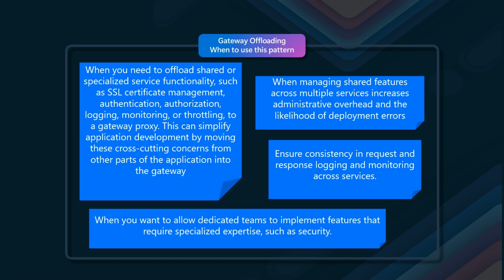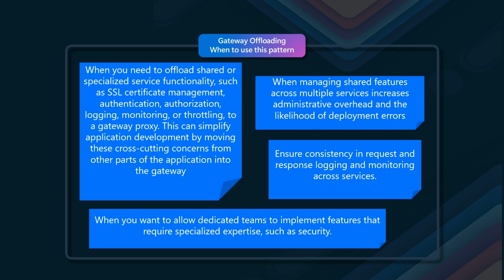High availability and resilience. When you need to ensure that the gateway is highly available and resilient to failure, running multiple instances of the gateway and designing it for the capacity and scaling requirements of the application can help avoid single points of failure and ensure that the gateway does not become a bottleneck.